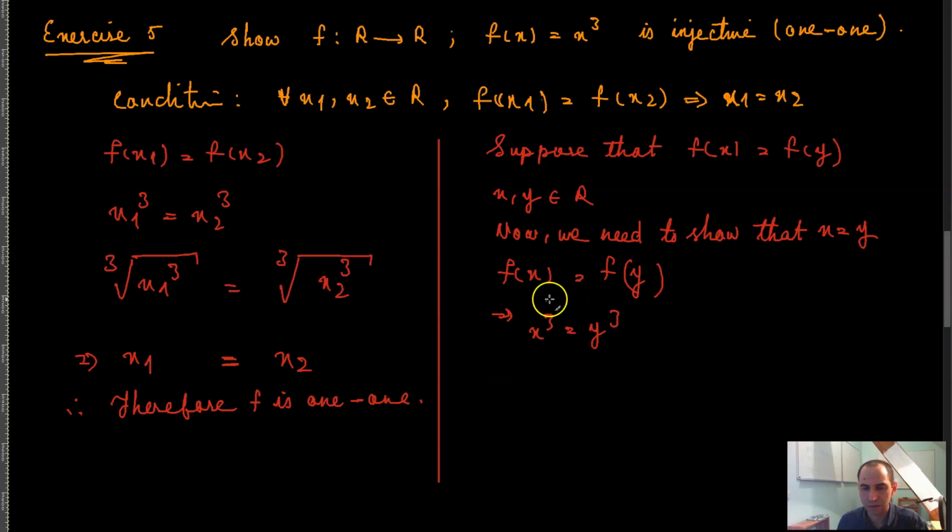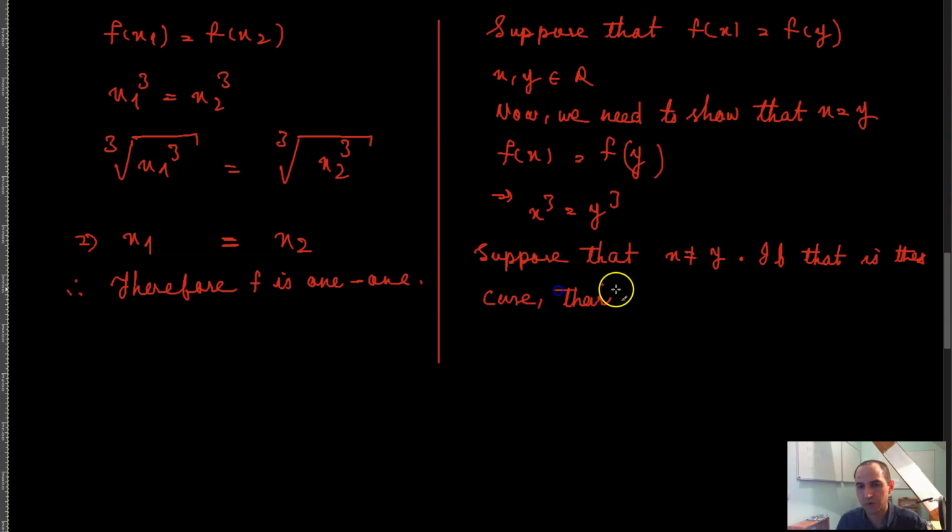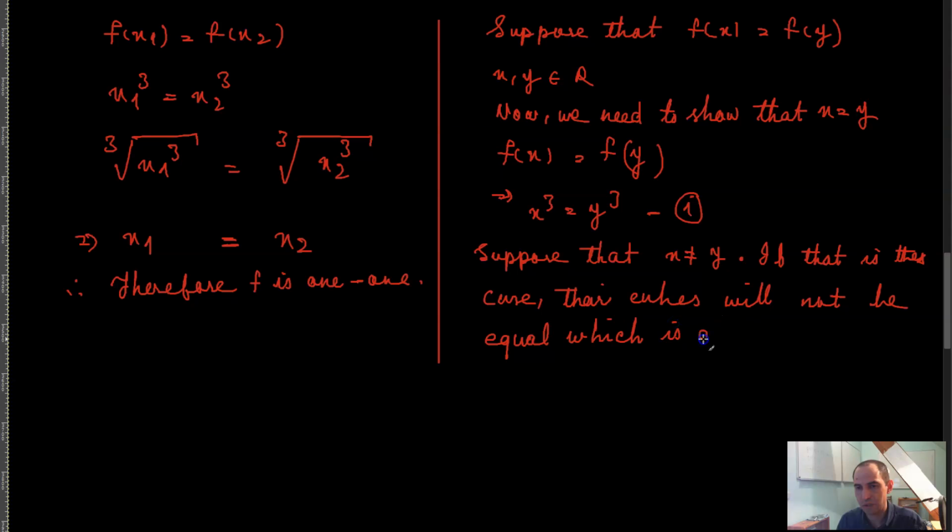Now, this is how they have solved the problem. They have written suppose that x is not equal to y, and if that is the case, their cubes will not be equal. Which is a contradiction to, let's call this 1 for example, which is a contradiction to 1. And therefore you can conclude that x is equal to y.